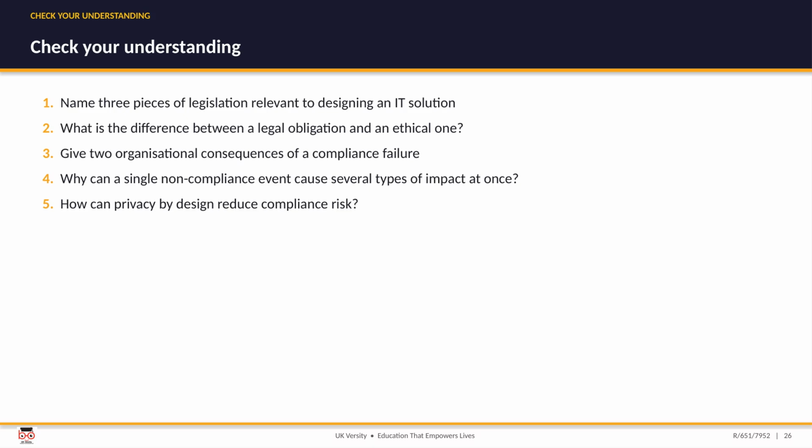Can you name 3 pieces of legislation relevant to designing an IT solution? Can you explain the difference between a legal obligation and an ethical one? Can you give 2 organizational consequences of a compliance failure and say why a single non-compliance event can cause several types of impact at once? And finally, how does privacy by design reduce compliance risk? Have a think about each of these before we move on.